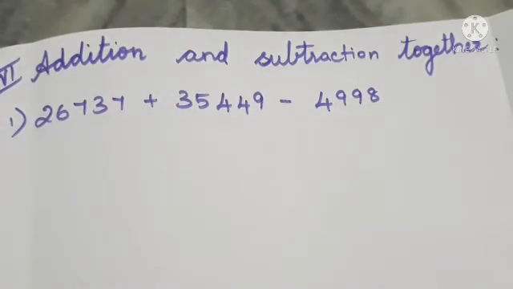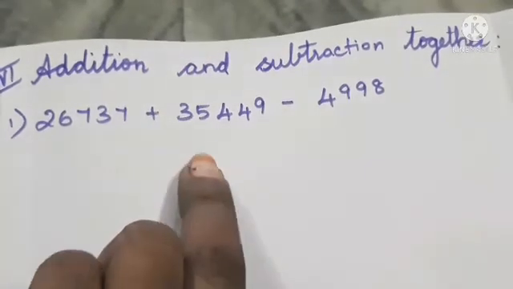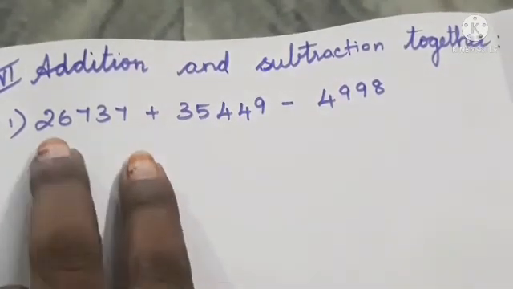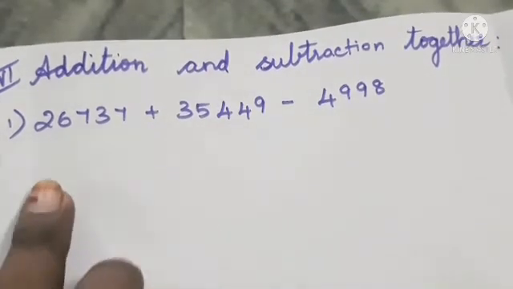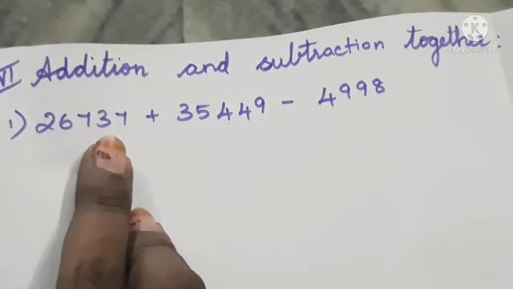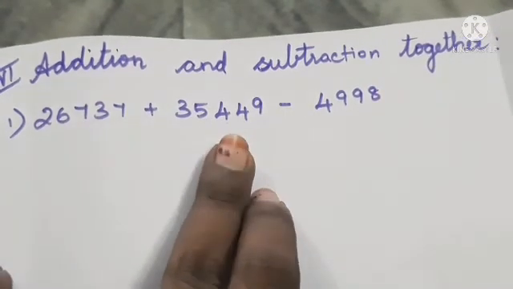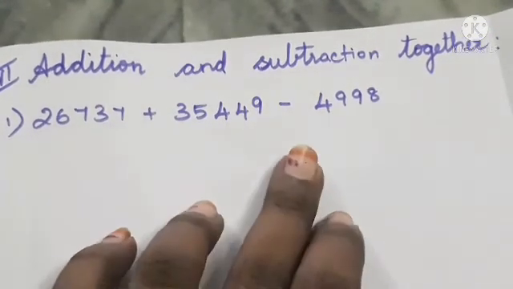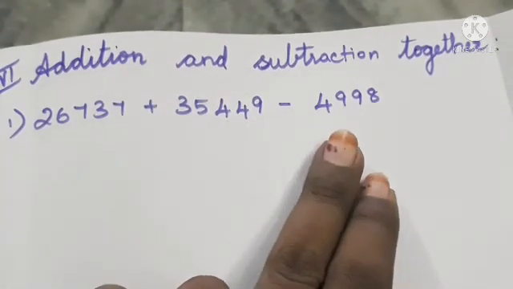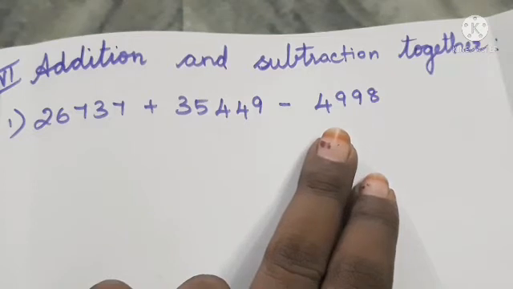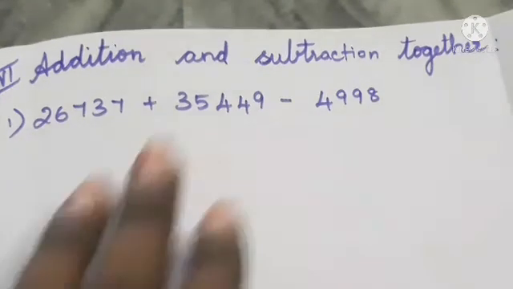Addition and subtraction together. So usually we will add the two numbers and get the answer, otherwise we will subtract the numbers and get the answer, isn't it, ma? But here we have addition and subtraction in the same question. Okay. So here they are adding these two numbers, that is 26,737 and 35,449. They are added. Afterwards they subtract a number. What number are they subtracting, ma? That is 4,998. Okay, so we can do it.